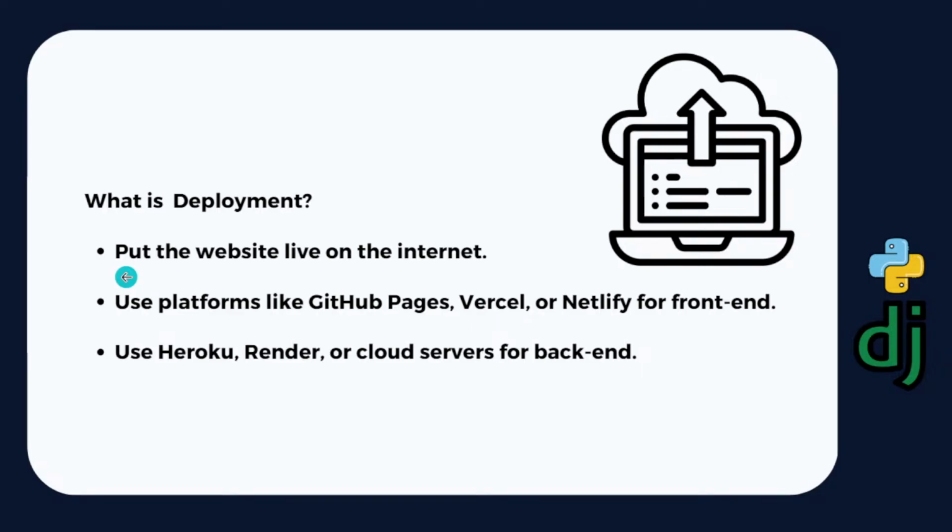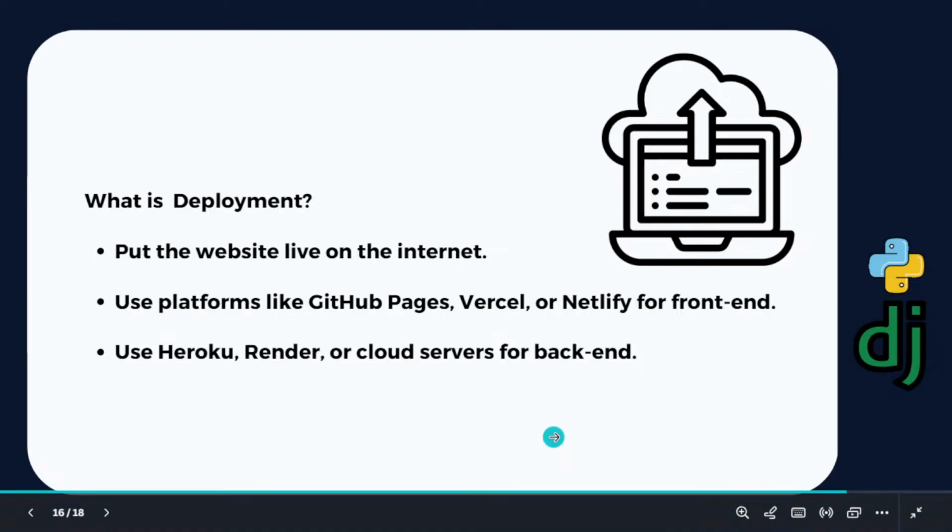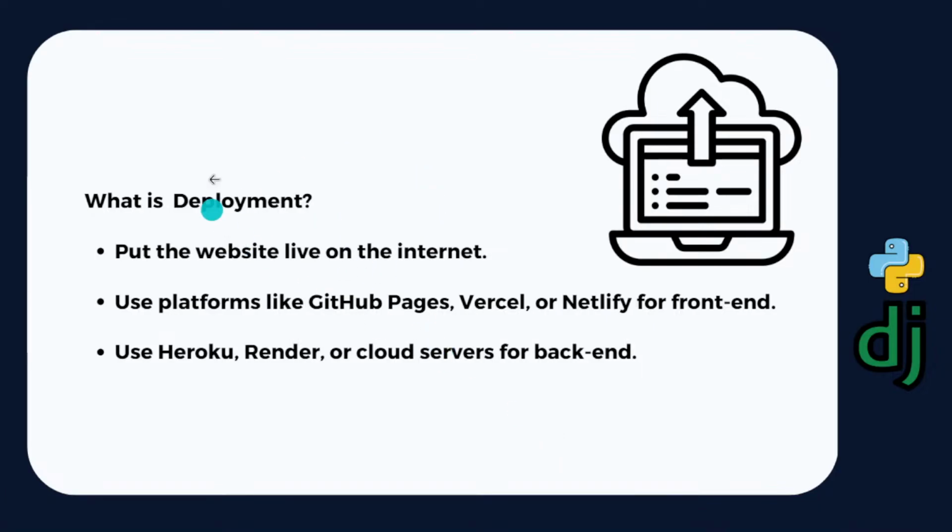Okay, and we use tools like Heroku, Render, and cloud platforms like AWS, Azure. These are the things we use to deploy on the server. Put the website live on the internet and use platforms like GitHub Pages, Vercel, and Netlify for front end development, and use Heroku, Render, and cloud servers for backend. Basically, after creating the website, we just include the files on the server, and the server responds based on the Google search. Okay, this is the process. Basically this is the process of web development.